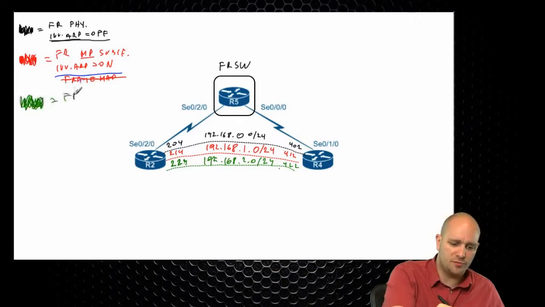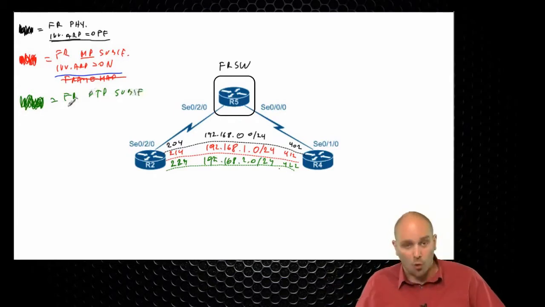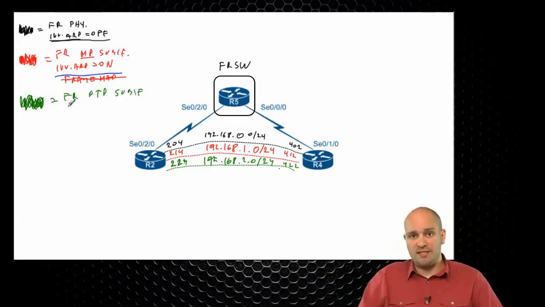And here are the requirements, and this is going to be very, very easy, straightforward. We are going to use a frame relay point-to-point subinterface, and there is no inverse ARP to worry about. When you are using point-to-point subinterfaces, there is no inverse ARP.